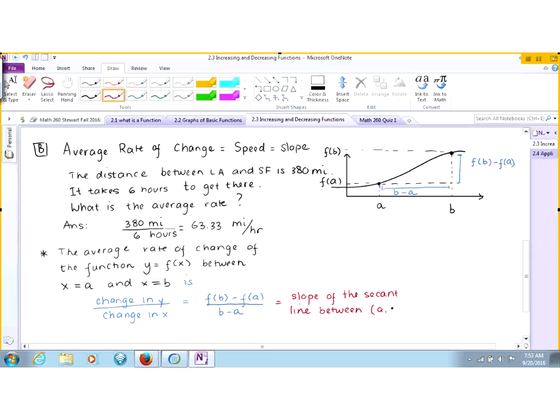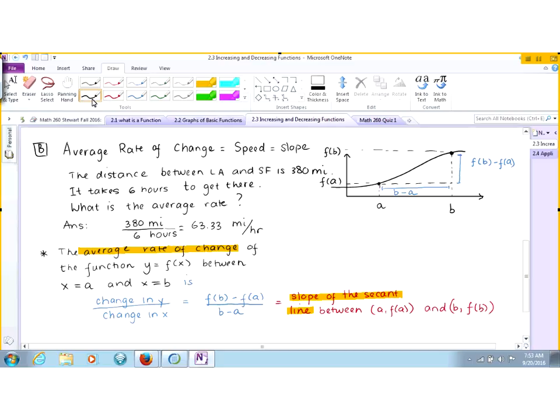And this is the slope of the secant line between a comma f of a and b comma f of b. So average rate of change is the slope. So basically average rate of change is the speed and also the slope of the secant line. Alright. So when you think about average rate of change, it's the slope, speed, slope of the secant line.